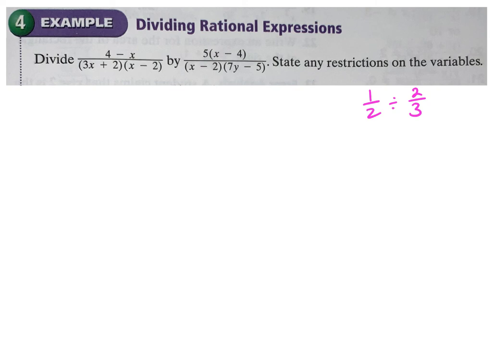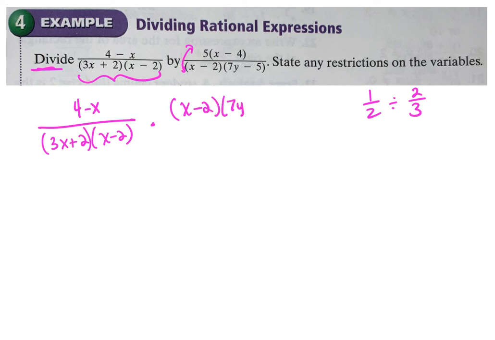So I'm going to keep the first one. They want me to divide. Keep the first one. So I'm going to say 4 minus x over 3x plus 2, x minus 2. By the way, you're not going to be given it in factor form. So I would flip it first. And then we're going to change it to multiplication, and then we're going to flip this guy. So I'm going to put the x minus 2 and the 7y minus 5 on top. Why they threw in other variables, beyond me. And then on bottom, I'm going to have 5x minus 4. All right. And then I start canceling.